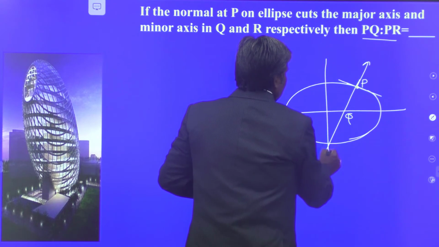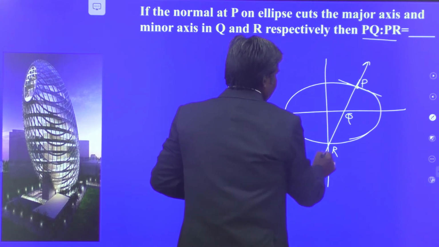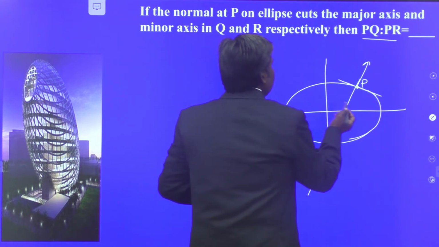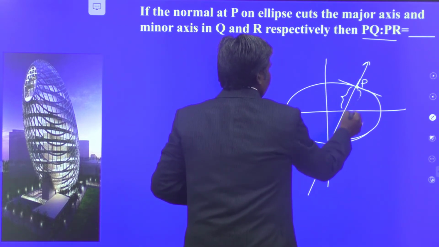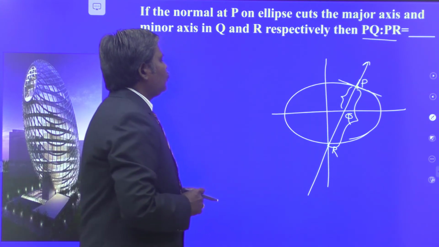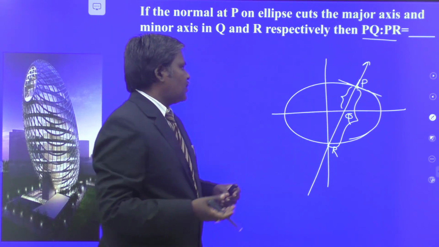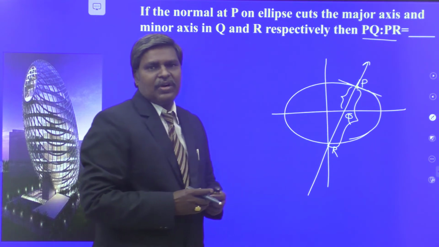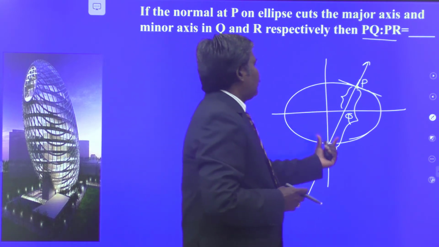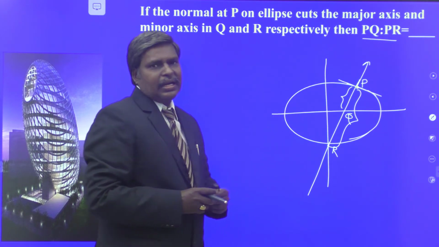Q and R. This is my point Q. This is the point R. We have to find out the ratio PQ is to PR. This is PQ, this is PR. That ratio you have to find out. How to get this one? Can you get the Q and R coordinates immediately or not? Yes, by writing the normal equation itself, by putting that equation in the intercept form, we obtain the coordinates of Q and R immediately.